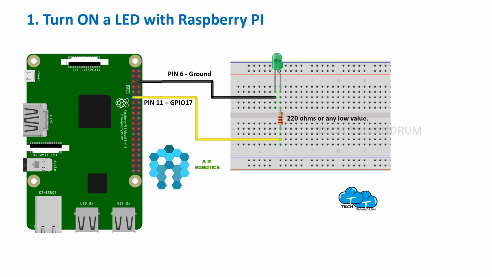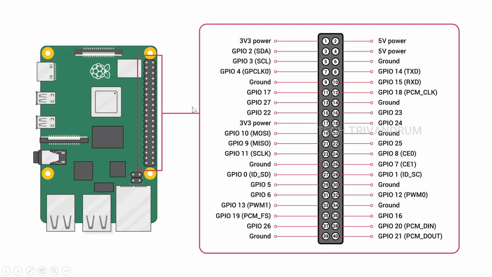Anyway, in this example we have shown that the LED's anode is connected to the GPIO 17 pin. So the GPIO 17 pin, as you can see in this layout, is the physical pin number 11, that is the GPIO 17. And if we count the pins from the left side, it will be 1, 2, 3, 4, 5, 6, the 6th pin from the left side top. That is the GPIO 17.